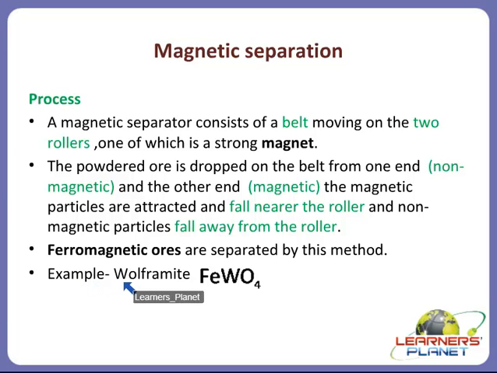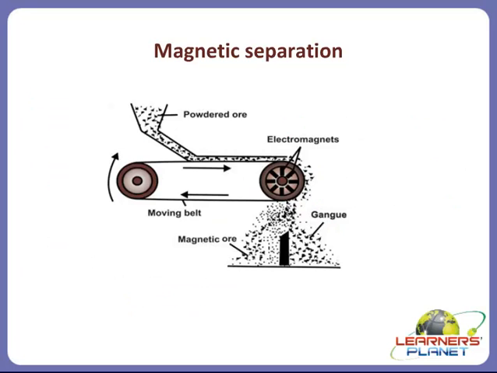What is its example? It is wolframite. That is, it is iron, W and oxygen. Do you know what the symbol W stands for? W is tungsten. So this is wolframite. Now let's see how the process is done.